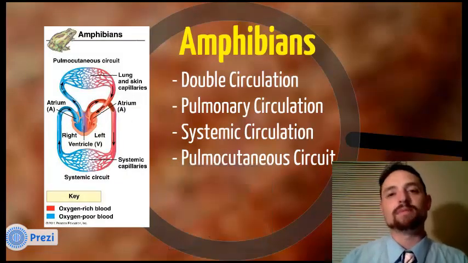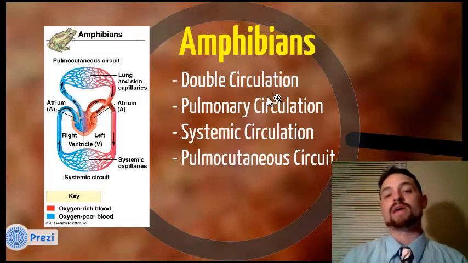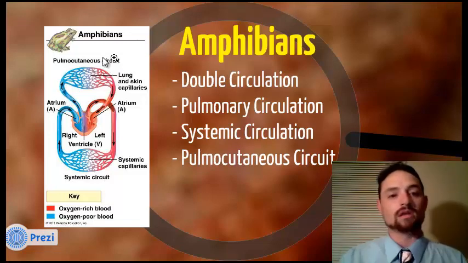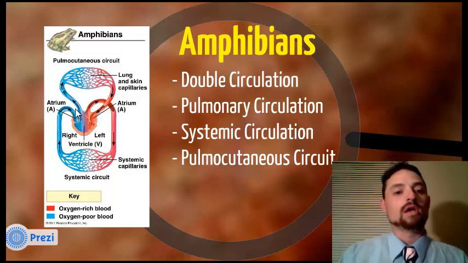Next we have the amphibian. In the amphibian you've got a double circulation. So now we have the advancement, not only is it closed, but now we've got the advance of a double circulation system. So now you've got a pulmocutaneous circuit, because they breathe both through lungs and through skin. So you've got a pulmocutaneous circuit from the ventricle. This is a three-chambered heart, and you can see that here.